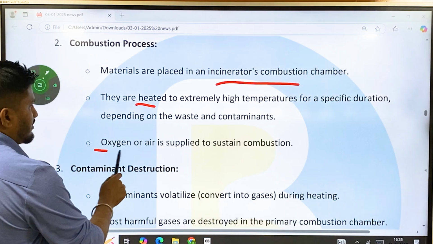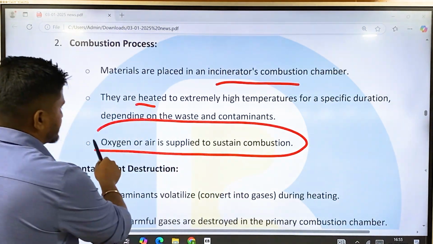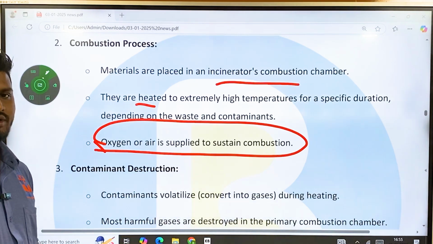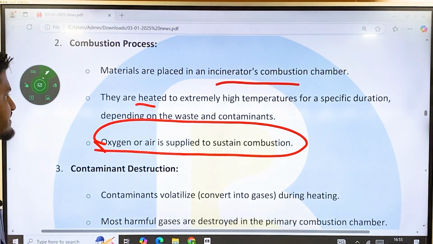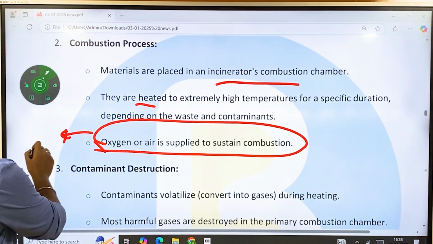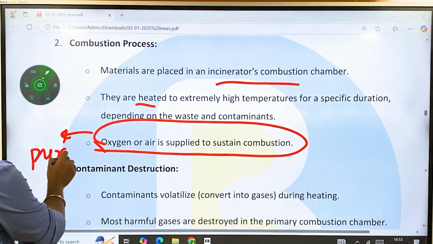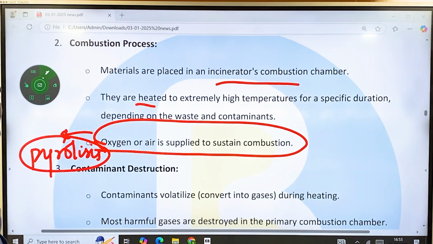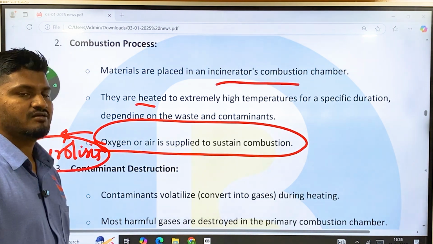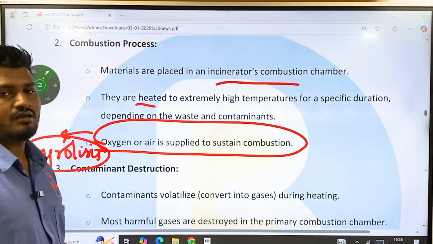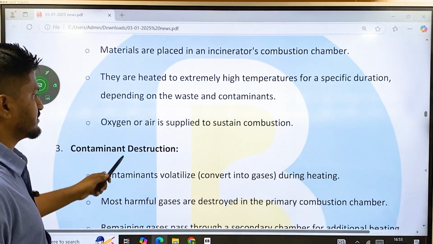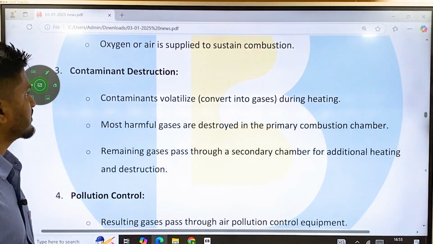Then oxygen or air is applied to sustain combustion. This aspect of using oxygen or air differentiates incineration from pyrolysis. There is another process called pyrolysis, which is also similar to burning of the waste, but it burns without the presence of oxygen. That is anaerobic combustion.